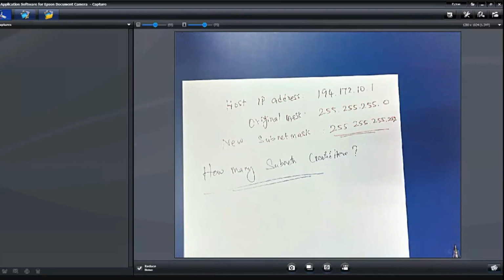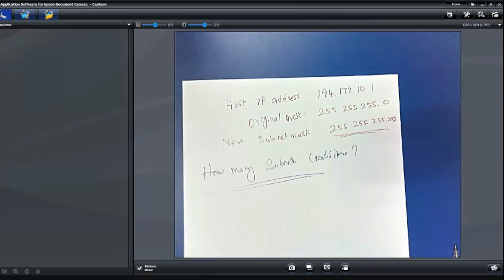Anybody give the answers? I got one answer. Asma, very good. I don't know whether it is right or wrong. Anybody else? How many bits totally borrowed here? My question is very simple. You are answering how many subnets created, I'm asking how many bits borrowed here?